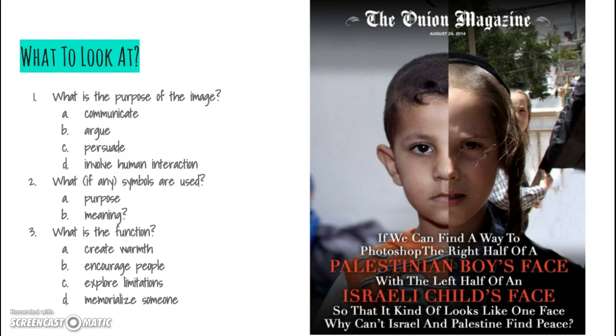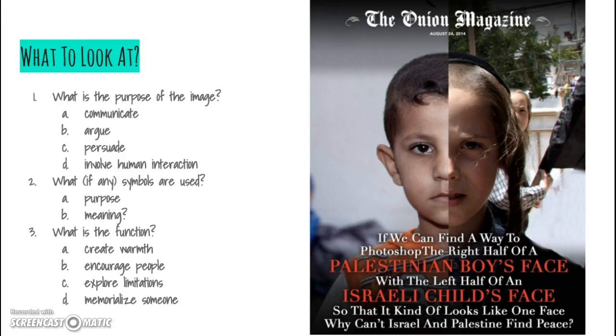When we look at the image to the right, we can see that there's two little kids' faces kind of meshed together. We understand that one's from Israel, one from Palestine, because we can see that in the writing, the bright capitals written in red. And so when we read, we say, if we can find a way to Photoshop the right half of a Palestinian boy's face with the left half of an Israeli child's face so that it looks like one face, why can't Israel and Palestine find peace?